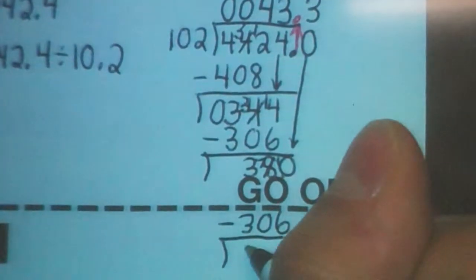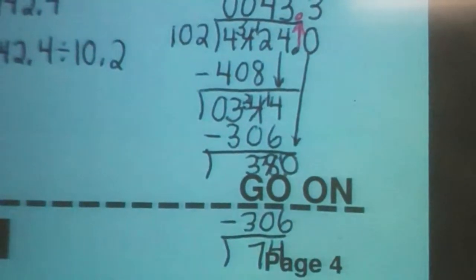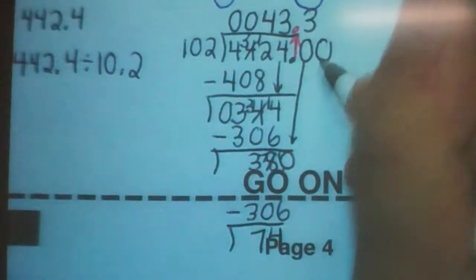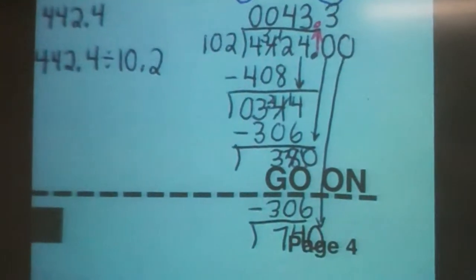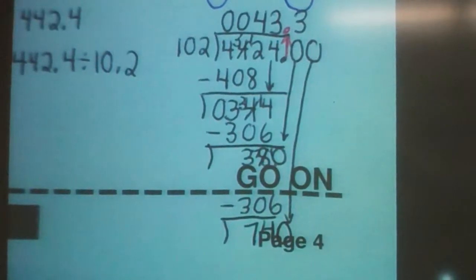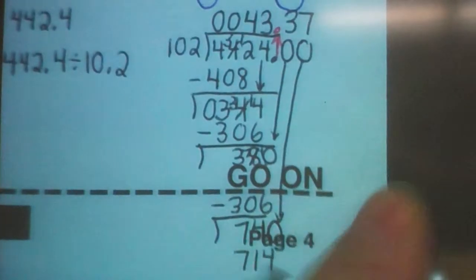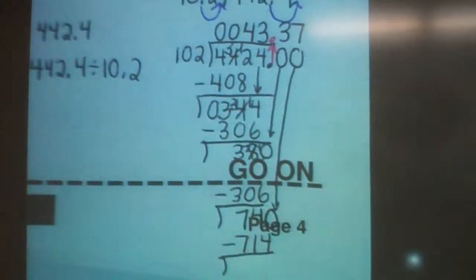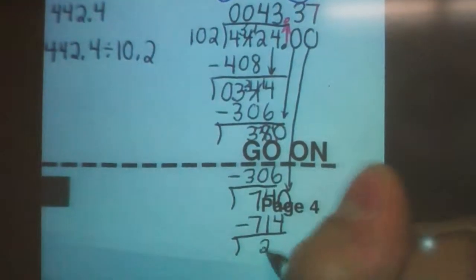Oh my goodness, this gives you 74. For those of you who are still with me, you're going to add another 0, pulling it down. This is the nastiest thing I've ever done. And this is going to go in, I think, 7 times with 714.